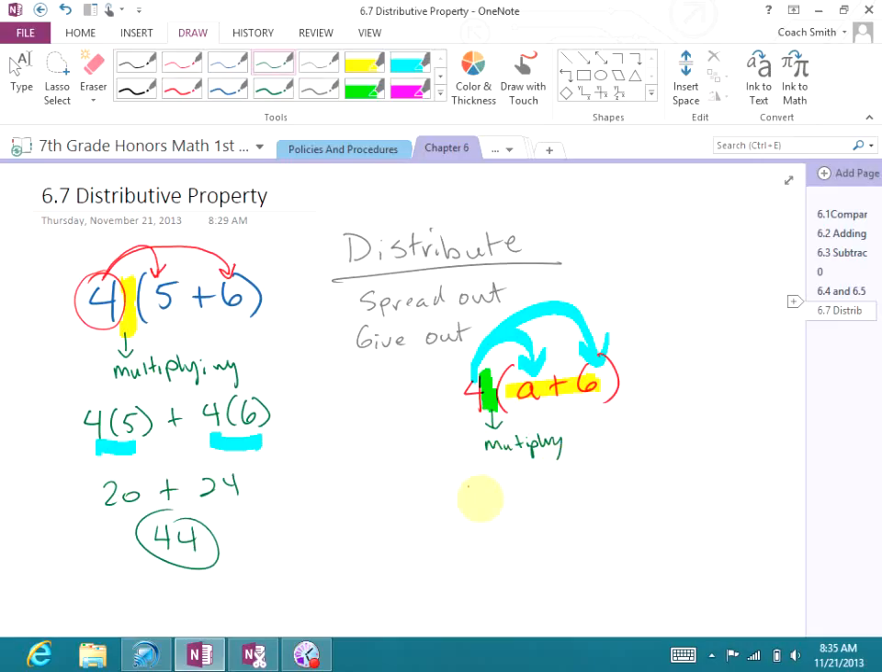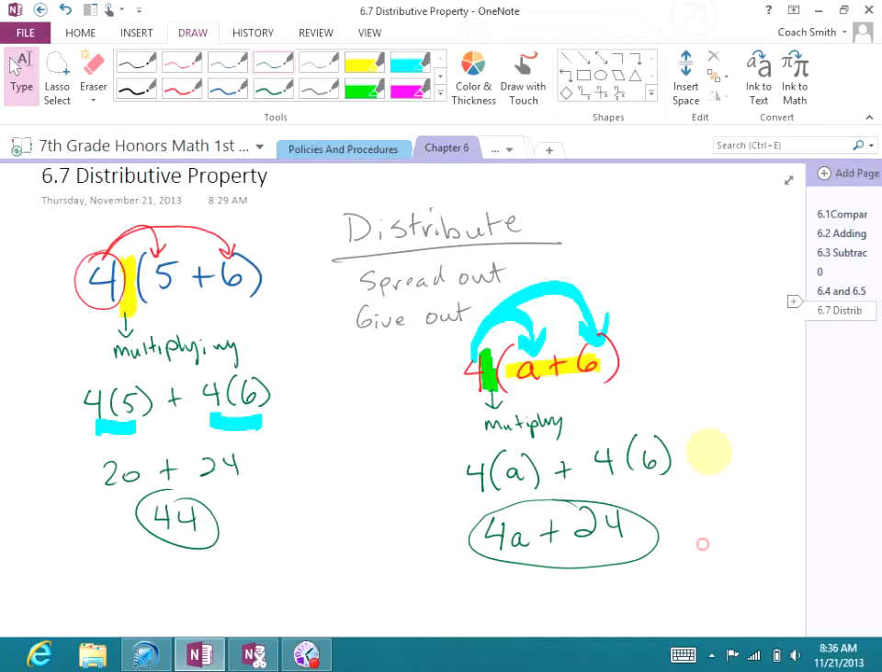So we're going to take 4 and multiply it times a plus 4 times 6. Well, we don't know what a is. It could be equal to 5, but we don't know that. They would have to tell us that. And so what we can do then is we can just simply say 4 times a plus 24. And that would be your answer to that problem, by using the distributive property.